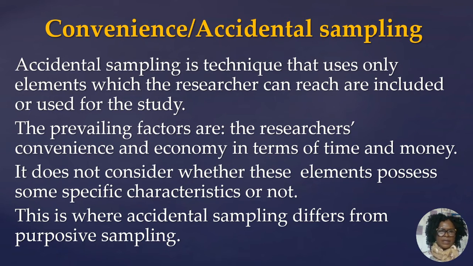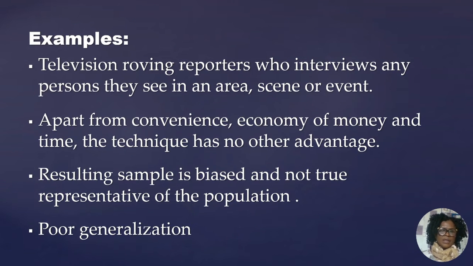So that's why we say it does not consider whether this element possesses some specific characteristics or not. This is where accidental sampling differs from purposive sampling technique. Remember, the purposive sampling technique is the one that is judgmental, where you have decided, I'm going to work with this group of people. It's different from this one. Examples are as shown below.